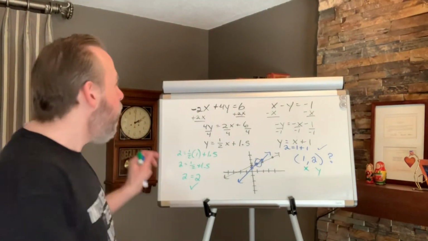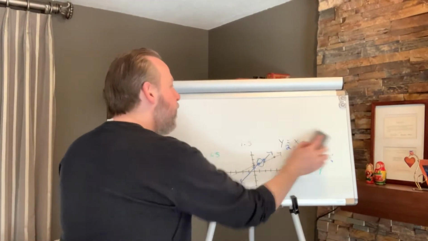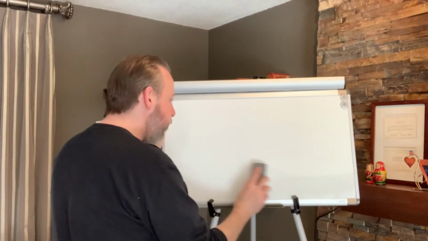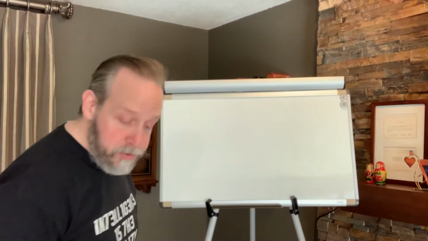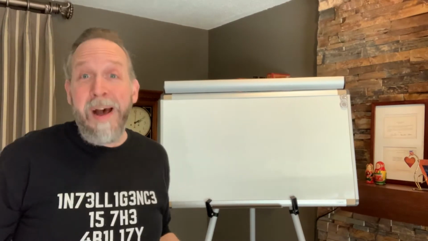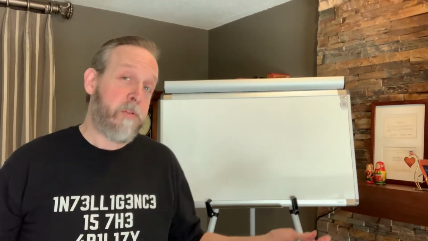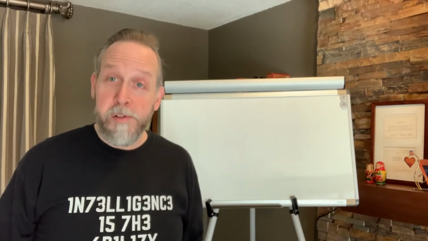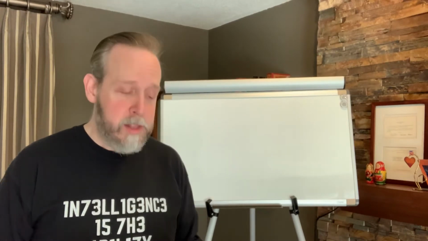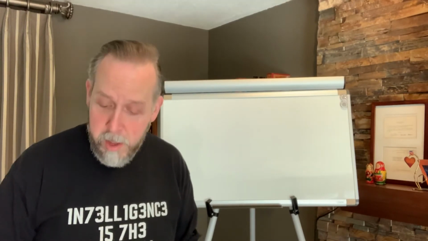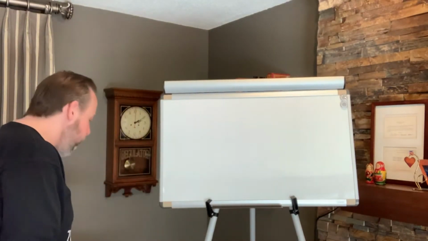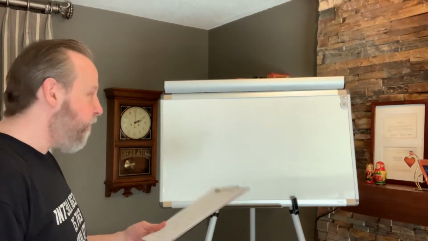Now, we're going to move on to special systems. A special system is one where the lines might not just cross one time, they might cross forever, meaning they're the same line, or they could be parallel lines where they don't cross at all. So let's take a look at the special cases, make it nice and fast.